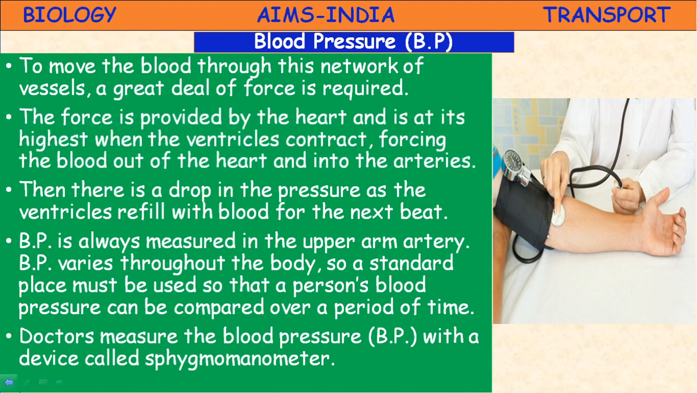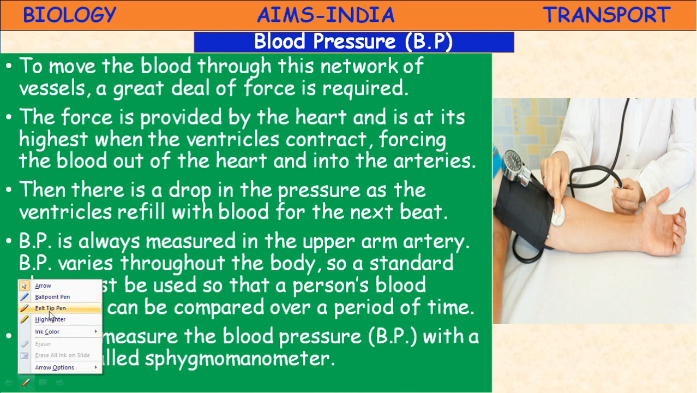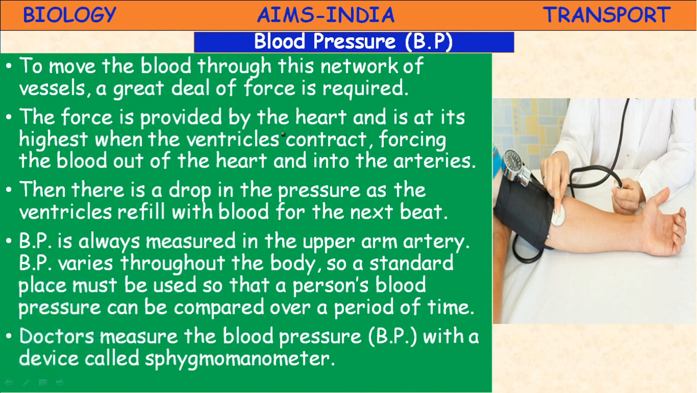The force is provided by the heart and is at its highest when the ventricles contract. When the ventricles contract, the pressure is very high, forcing the blood out of the heart and into the arteries. So the heart pumps blood directly into the arteries. As soon as the right ventricle contracts, the pulmonary artery carries the blood to the lungs, whereas when the left ventricle contracts, the systemic artery or aorta carries the blood to all body parts.